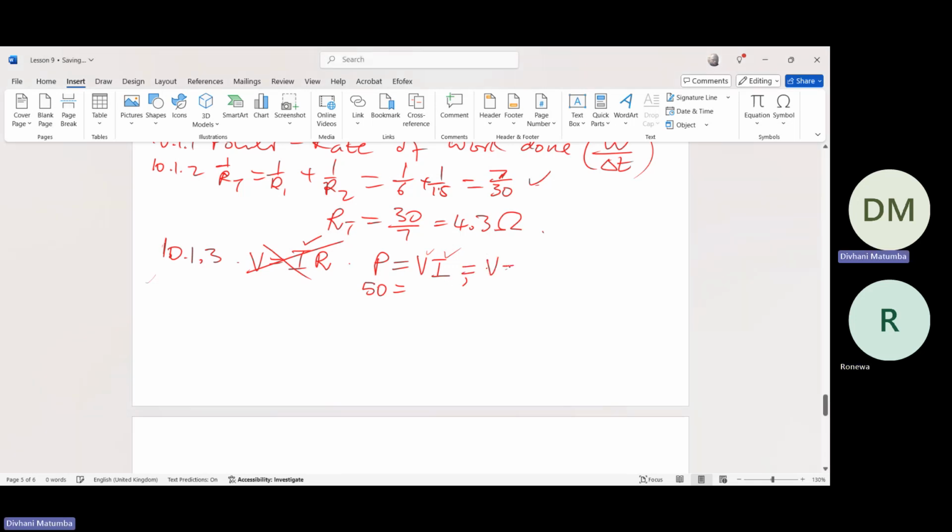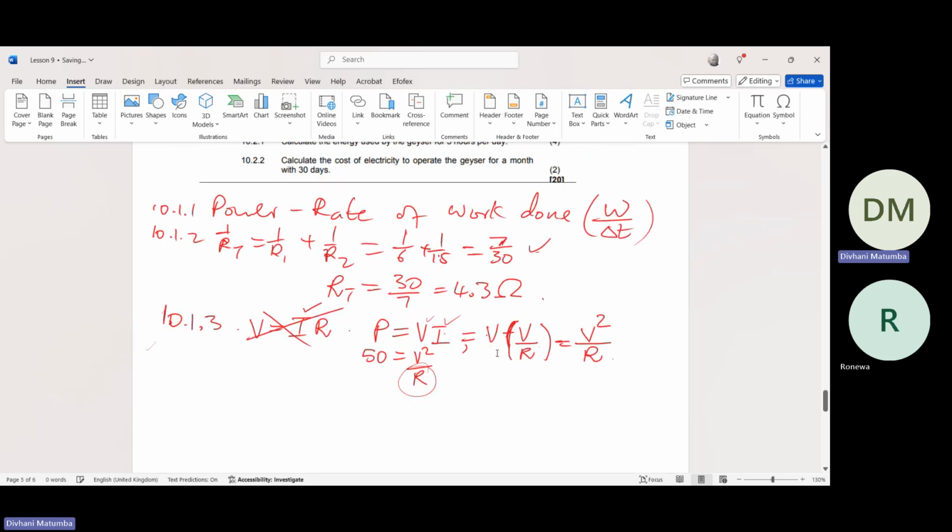Okay, if you replace I with V over R, I don't know if you agree with this one. According to Ohm's law, do you agree? Yes. Okay, we will have V squared over R. So 50 equals V squared over R. Do we have the value of R? What is the value of R?